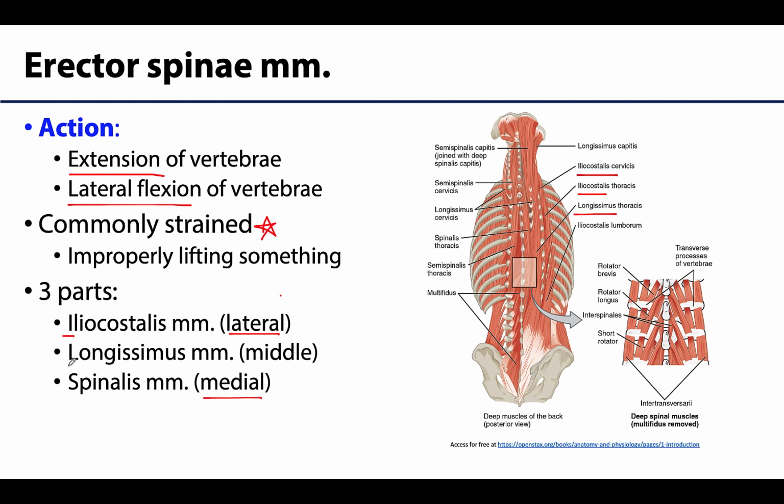I've heard the mnemonic "I love spaghetti" to help remember these. The I is iliocostalis, which is lateral; love is longissimus, which is intermediate, towards the middle; and then spaghetti is spinalis. And you can see there are these small muscles here.